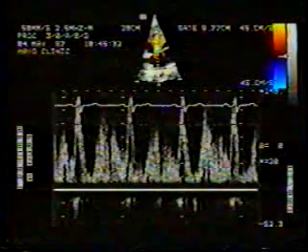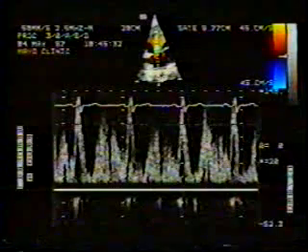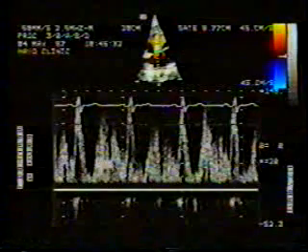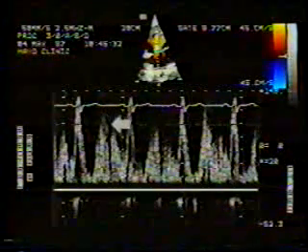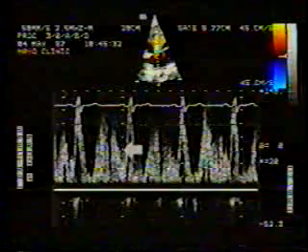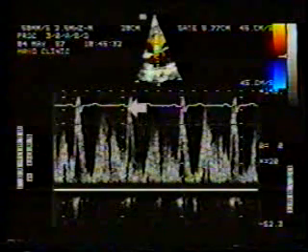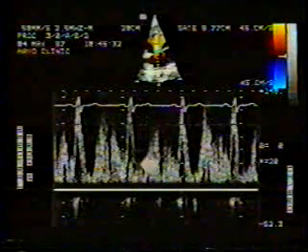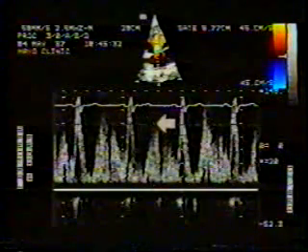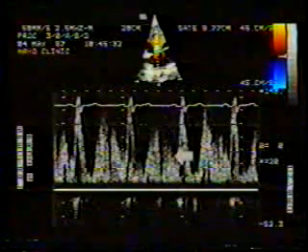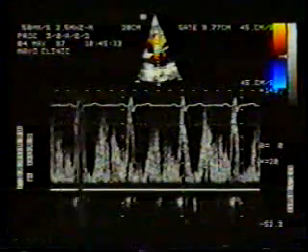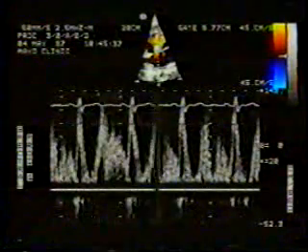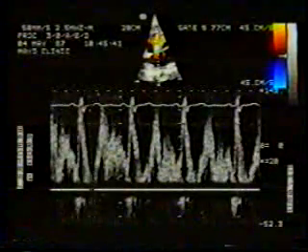The characteristic spectral profile is shown in this still frame. The left-to-right shunt commences in late systole and is holodiastolic in timing, and there is further accentuation of the shunt across the atrial septum following the atrial contraction. Note again the turbulent nature of this flow across the atrial septal defect. In real time, also appreciate the characteristic audio signal of this left-to-right shunt.